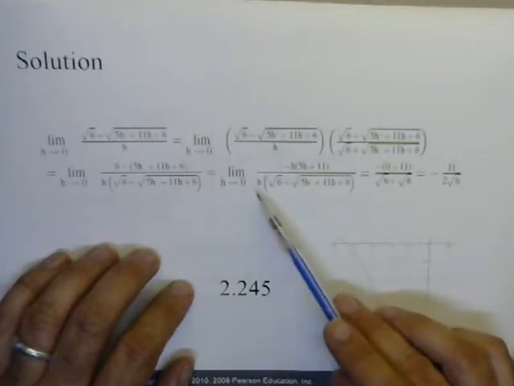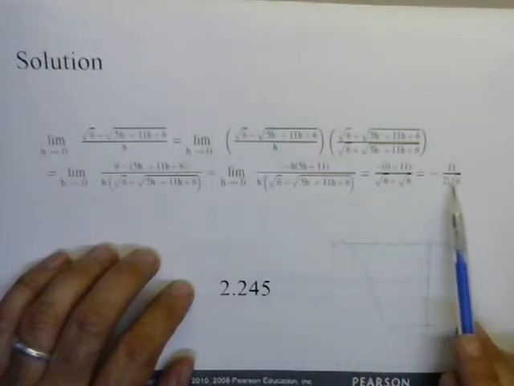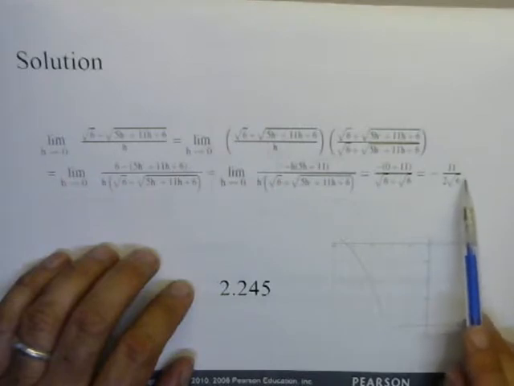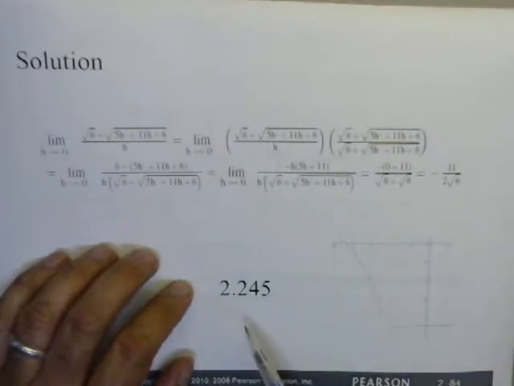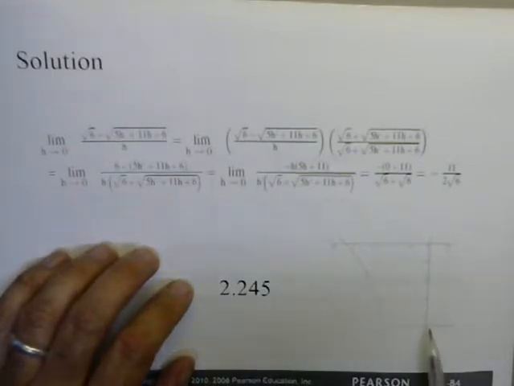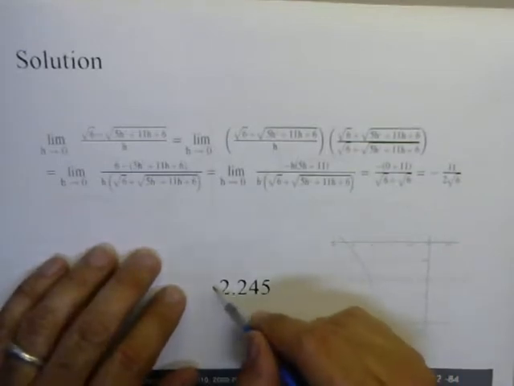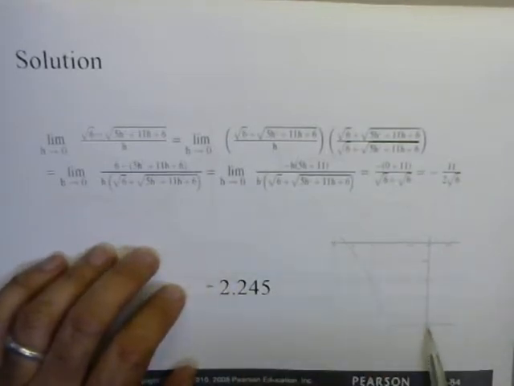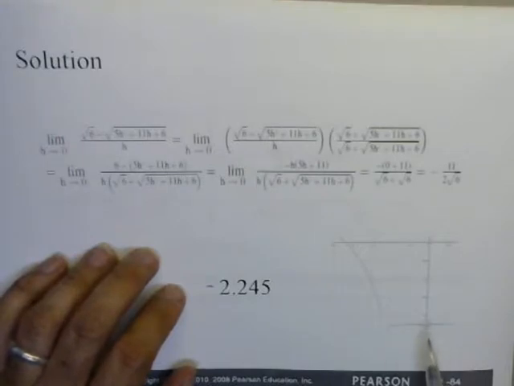So let's just take the limit as h approaches 0, and you get negative 11 over 2 times the square root of 6, which you can approximate with 2.245. If you graph the function as you're approaching 0 here, it looks like you get, sorry, that should be a negative 2.245. I mean, it looks like that's what you get. And you'll notice that it looks like you're approaching the same value from the left and the right.